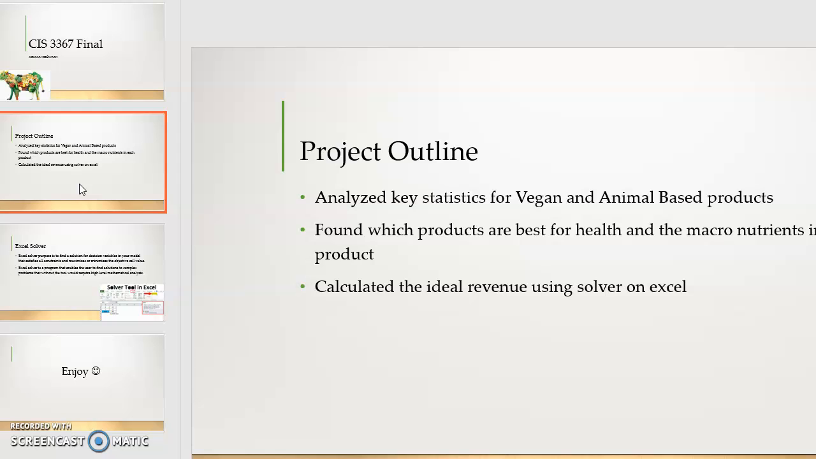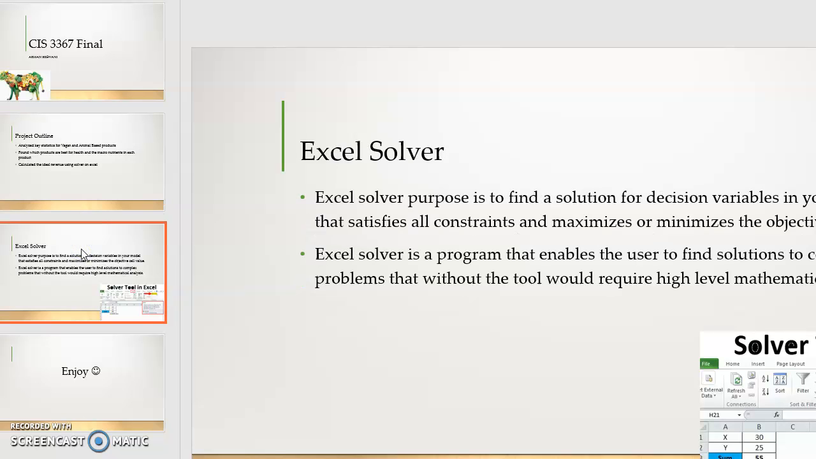So before I start my project, I want to talk a little bit about what Excel Solver is. The purpose of Excel Solver is to find the solution for decision variables in your model that satisfies all constraints and maximizes or minimizes the objective cell value. Excel Solver is a program that enables the user to find solutions to complex problems that without the tool would require high-level mathematical analysis. So it helps simplify these complex problems and optimize these hard problems.